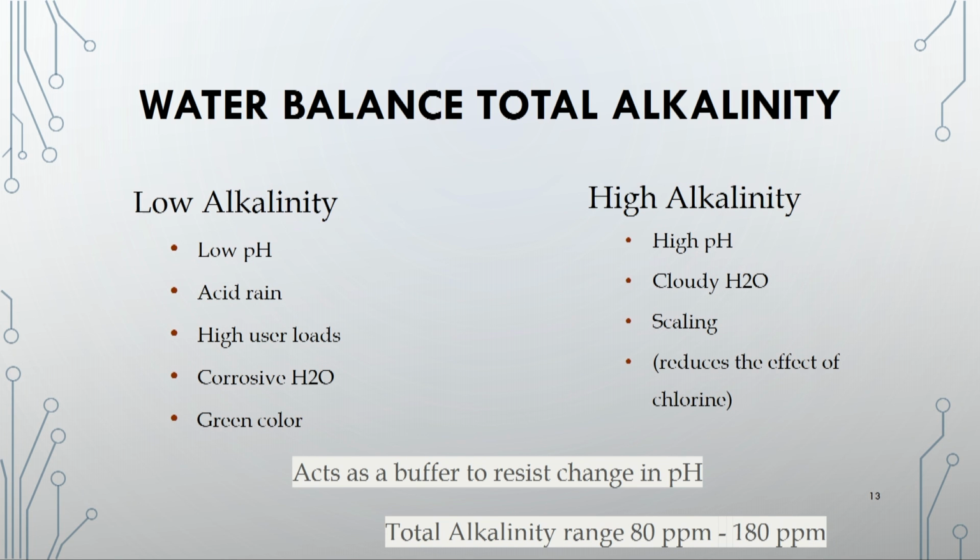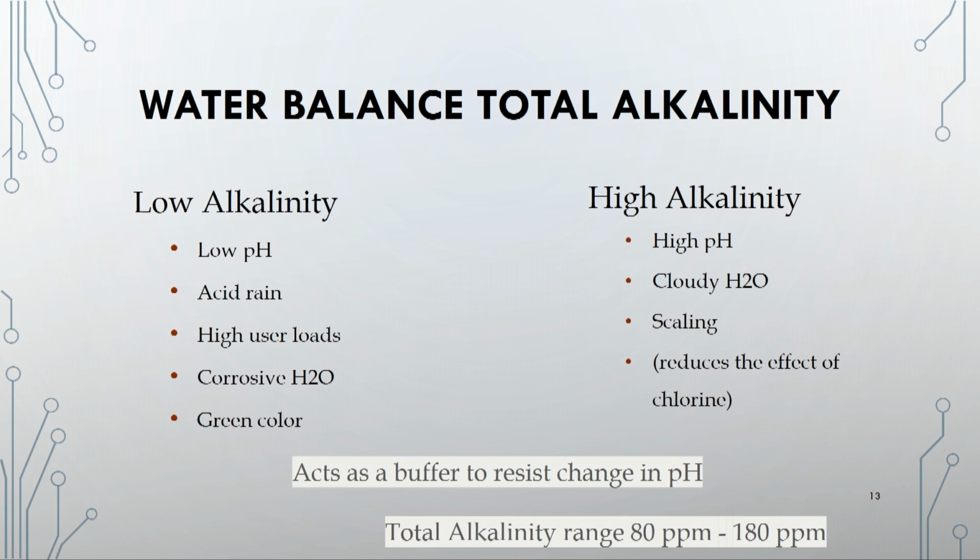So now we're going to finally talk about the third chemical, which is alkalinity. Total alkalinity is a buffer, a measure of the ability of the water to resist changes in pH, and the pH creates the perfect water balance for the disinfectant to be very effective. So total alkalinity is basically like an anchor to keeping the pH where it should be.